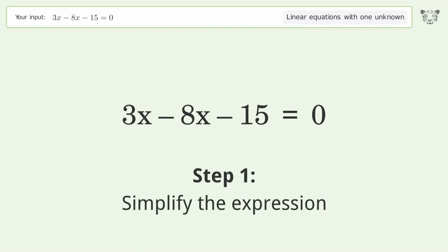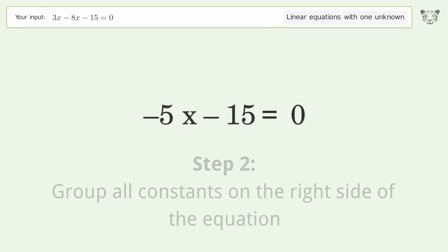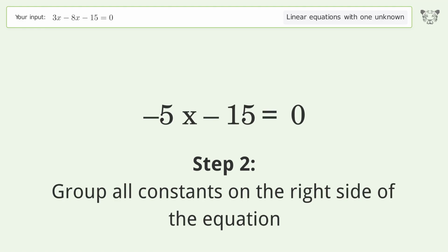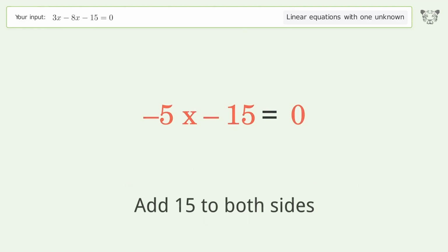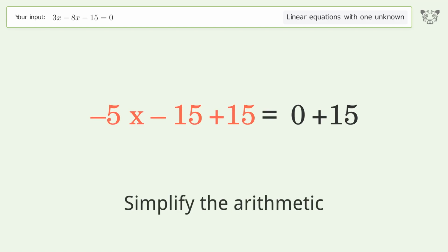Simplify the expression. Simplify the arithmetic. Group all constants on the right side of the equation. Add 15 to both sides. Simplify the arithmetic.